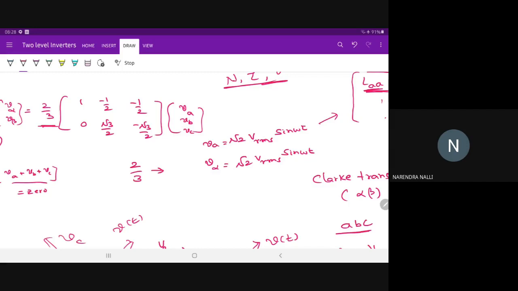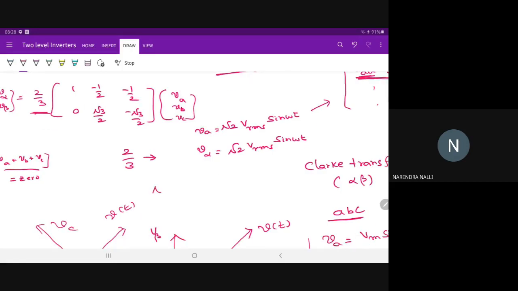Right. So there is another one, that is root 2 by 3. So that means this constant, if you choose root 2 by 3, in that case V alpha will become root 3 VRMS sine omega t.